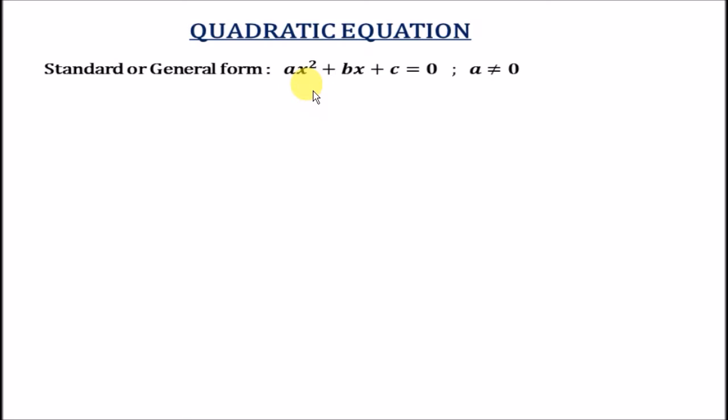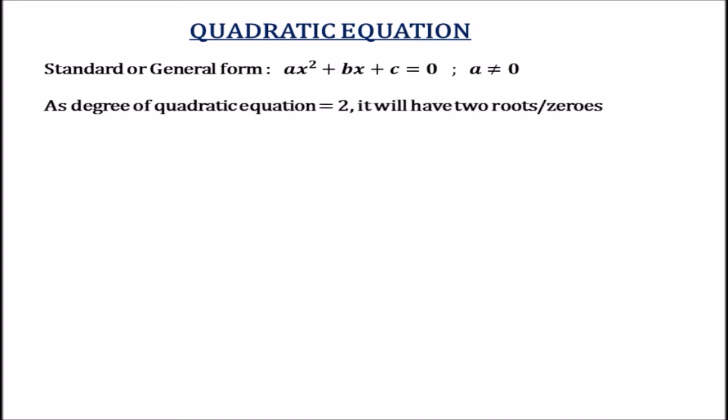That is, the coefficient of x square cannot be 0, whereas the coefficient of x and the constant term, that is b and c, can be 0 for a quadratic equation, but the coefficient of x square, that is a, can never be 0. Here we have represented the quadratic equation in terms of the variable x. Remember, there can be some other variable as well.